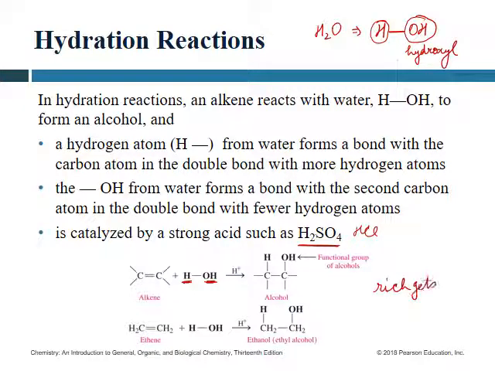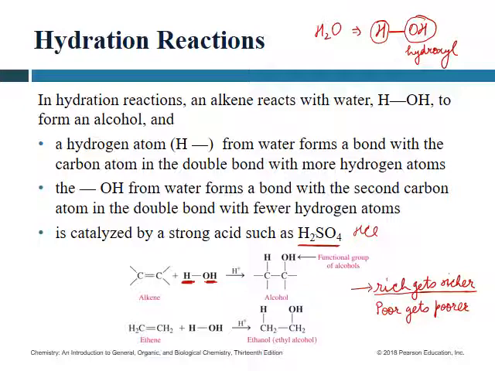Remember it like this: rich gets richer and poor gets poorer. Right now the only part of this rule we are going to use is that rich gets richer, which means whoever is rich already will get richer. So out of these two carbons, whoever already has more hydrogen atoms is going to get the hydrogen atom again. Whichever carbon has more hydrogen atoms attached to it will get the next hydrogen as well, and the hydroxyl will go to the other carbon.